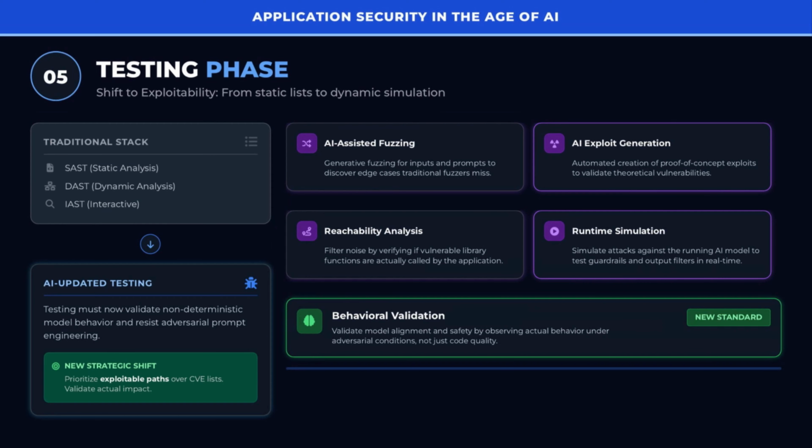Testing must adapt. The traditional stack, SAST, DAST, IAST, still matters, but it's not sufficient. AI systems behave unpredictably. Static lists of vulnerabilities don't tell us whether an AI will hallucinate or misinterpret context. We need AI-updated testing, including dynamic simulation of adversarial prompts and verification of non-deterministic model behavior. This requires a shift in mindset, prioritizing exploitable paths over long CVE lists and validating real impact rather than theoretical weaknesses. The goal is to see how the system behaves under pressure and whether the AI can be manipulated in ways that matter.